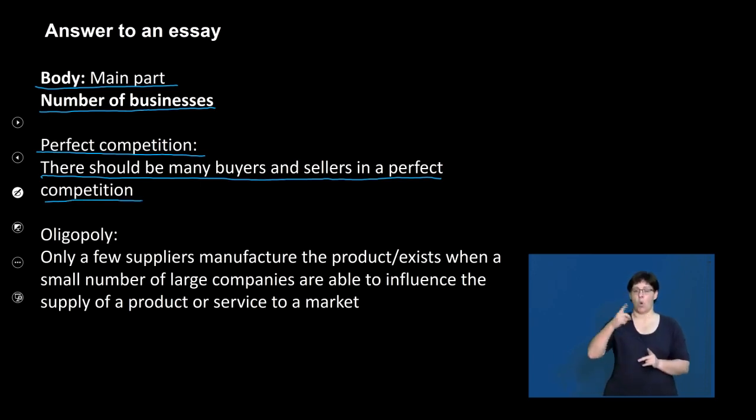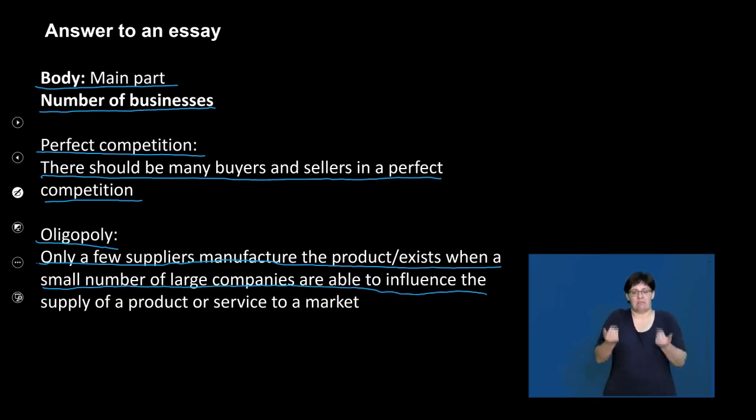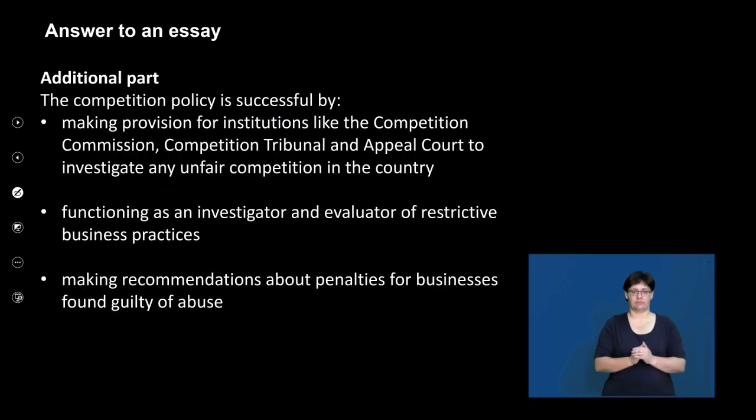And then let's look at an oligopoly. Remember, we are comparing and contrasting between these two. So I've discussed what is happening in a perfect competition. I'm now discussing what is happening in an oligopoly. In an oligopoly, only a few suppliers manufacture the product, or they exist when a small number of large companies are able to influence the supply of a product or service into a market. So in oligopoly, we only have few suppliers manufacturing that particular product. Let's move on to the next.